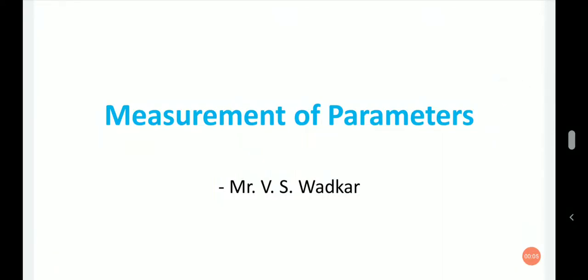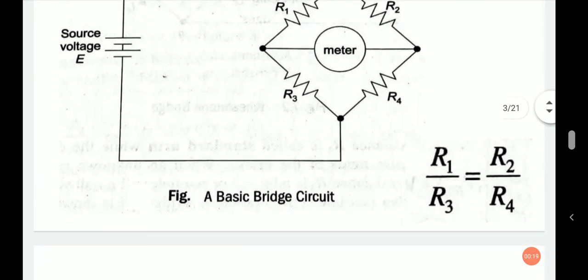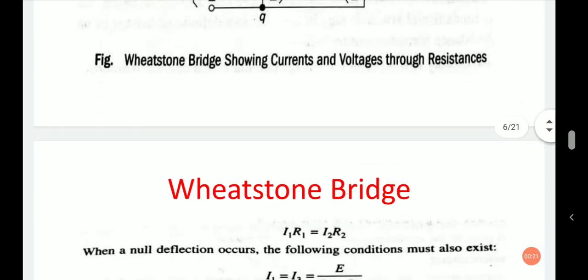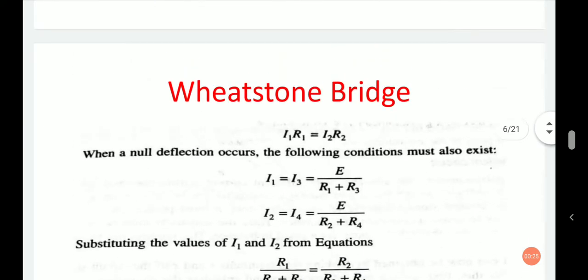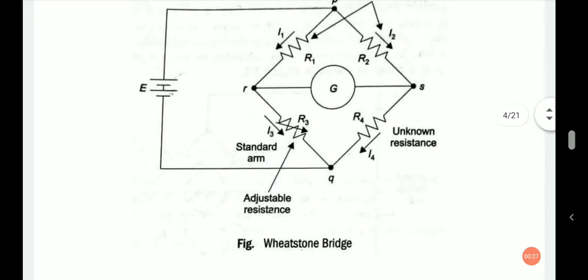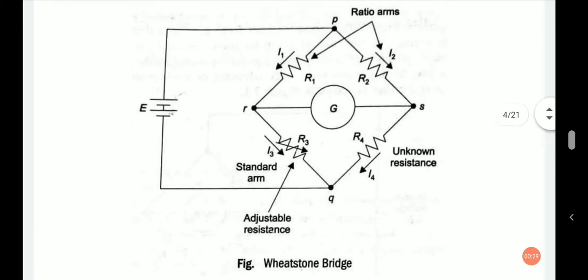In the last video we started the DC bridges, and we have seen some part of the Wheatstone bridge. So we will continue the Wheatstone bridge. In the Wheatstone bridge we have seen the circuit where four resistances are connected.